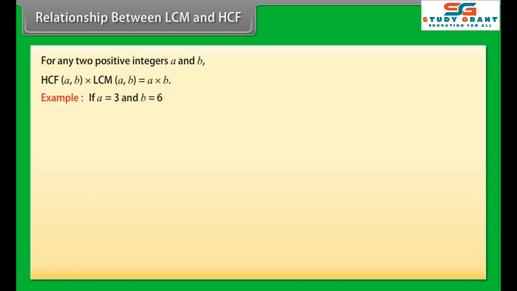Relationship between LCM and HCF. For any two positive integers a and b, HCF(a, b) into LCM(a, b) is equal to a into b. Example: if a is equal to 3 and b is equal to 6, HCF(3, 6) into LCM(3, 6) is equal to 3 into 6 equals 18.